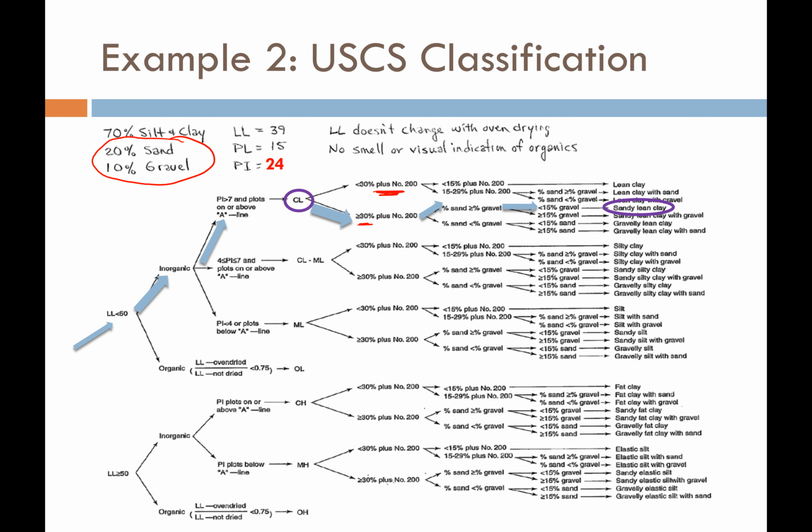Again, what's in a name? Well, lean clay, I know, is the predominant soil type, which is a low to moderate plasticity clay. Sandy tells me that I have more than 30% coarse-grained soil, and sand is the predominant soil type in that coarse-grained soil. But because there's no "with gravel," that tells me that I have less than 15% gravel and more than 15% sand. So that's how these naming schemes work.